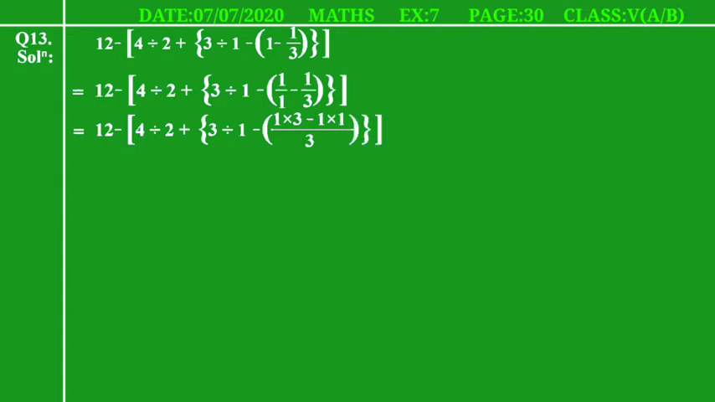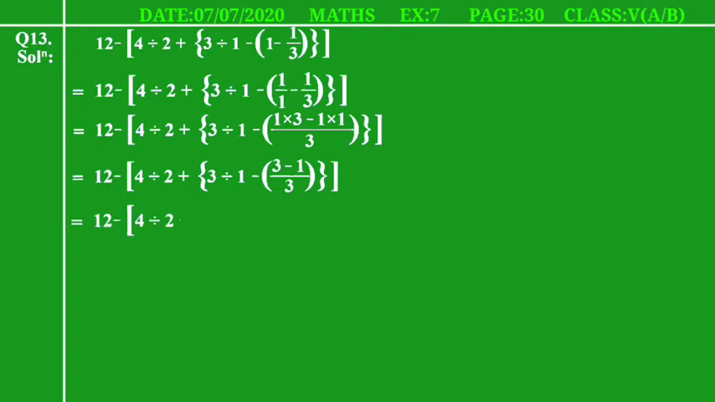So 1 into 3 minus 1 into 1, divided by 3. The denominator 3 comes from the LCM of the denominators of the two fractions inside the round brackets. So 3 into 1 is 3 and 1 into 1 is 1. So 3 minus 1. We are still doing the round brackets here. First do the round brackets, then only you can do the curly brackets, then rectangular brackets. So 3 minus 1 is 2 by 3.